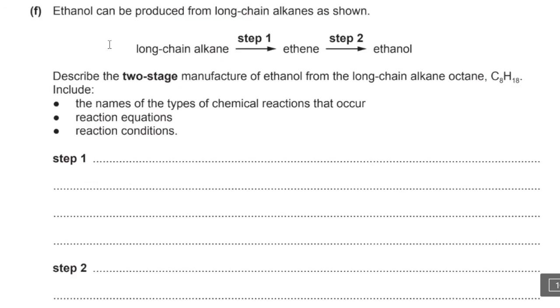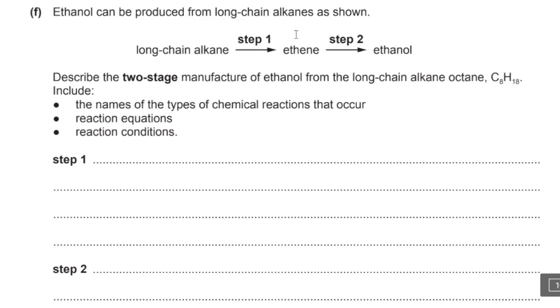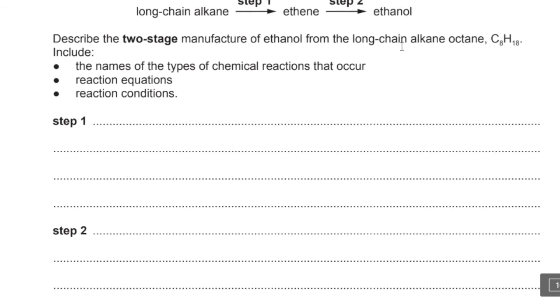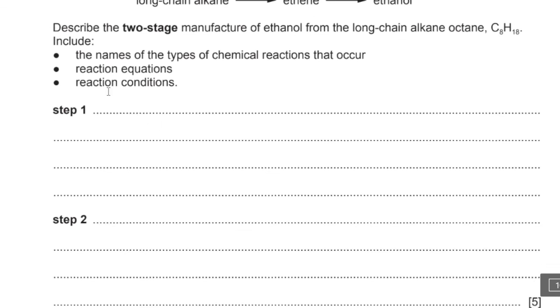So the two reactions which occur are, from step 1 you break down an alkane to a shorter alkene, which would be cracking, and then the step 2 is hydration, since you add water to convert ethene to ethanol. So the first step is cracking.